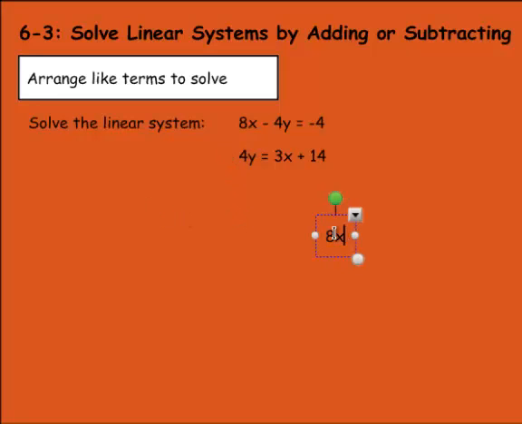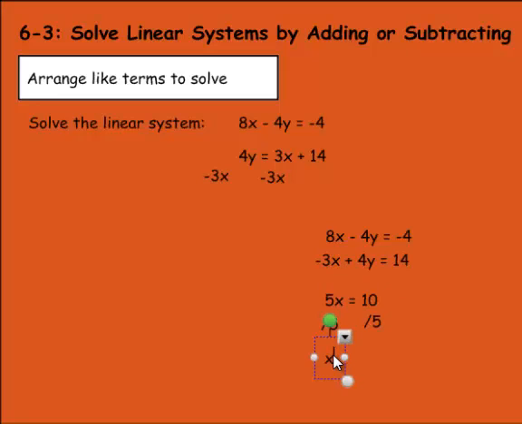So let's do that. I have 8x minus 4y equals negative 4. By subtracting 3x from both sides, I would have negative 3x plus 4y equals 14. And now I have a negative 4y and a positive 4y. Well, if I add -4 and +4, that would give me 0. So we're going to be adding on this one. 8 plus -3 would be 5x. Then I have nothing for the y's, and that equals -4 plus 14 would be 10. Divide both sides by 5. That would give me x equals 2.